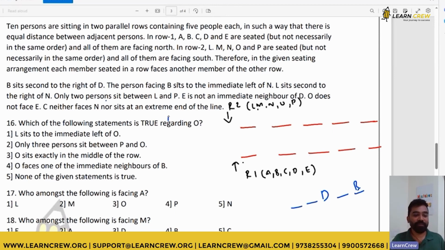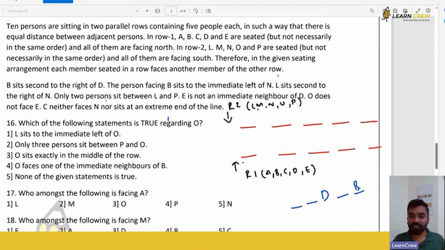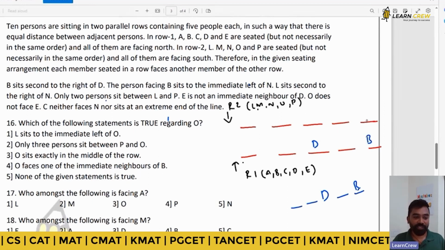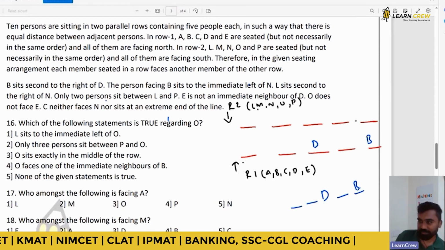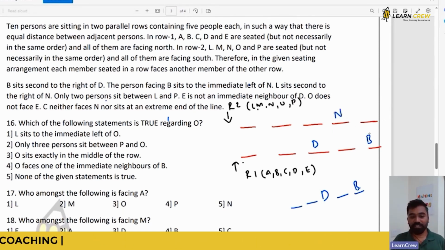The person facing B sits to the immediate left of N. If I am keeping D here and B here, the person facing B sits to the immediate left of N. So which is left of N? Right. So N is going to sit here. The person sitting opposite to B sits to the immediate left of N. This is N. Immediate left is going to be this person.